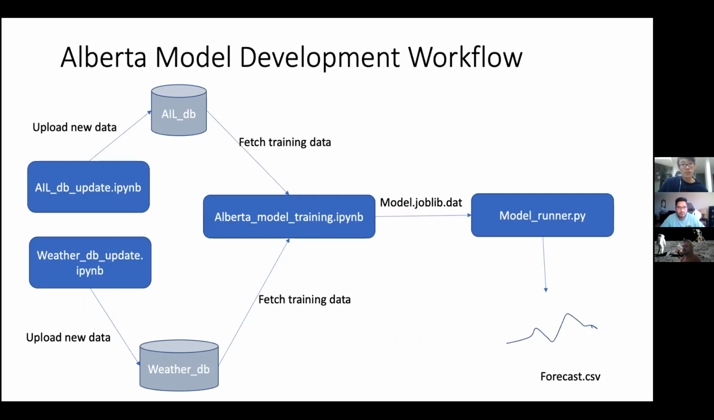Then finally, this picture is the final slide. You already know it. This is just to show you the overall architecture. Yeah, understood. ALDB means the non-weather database and the weather database.